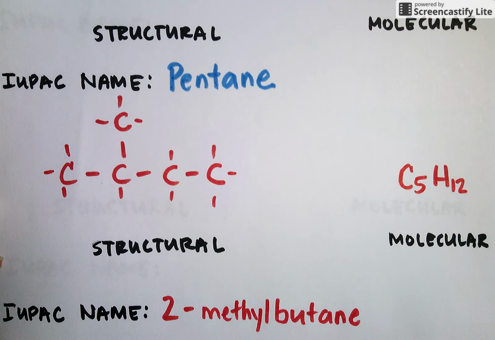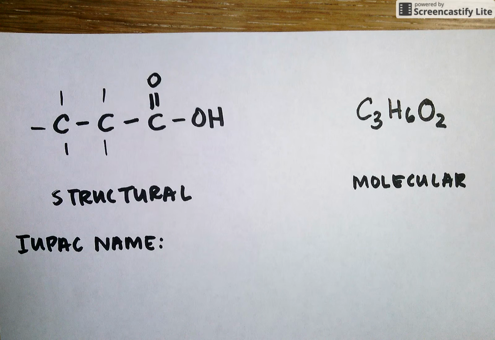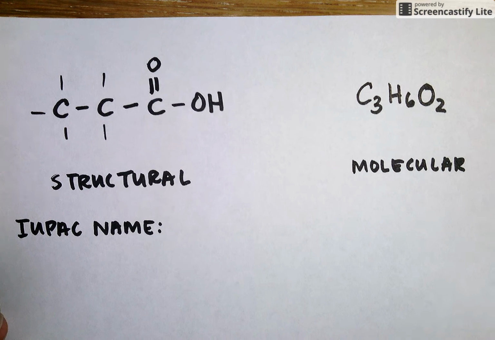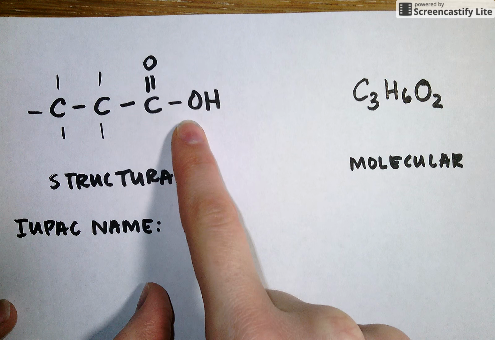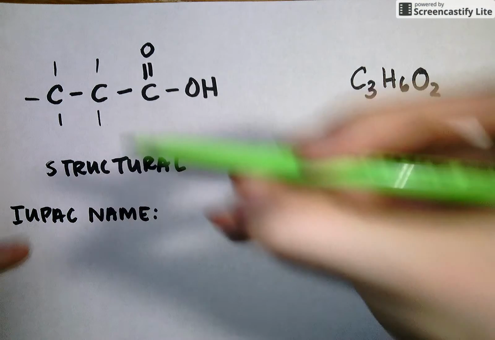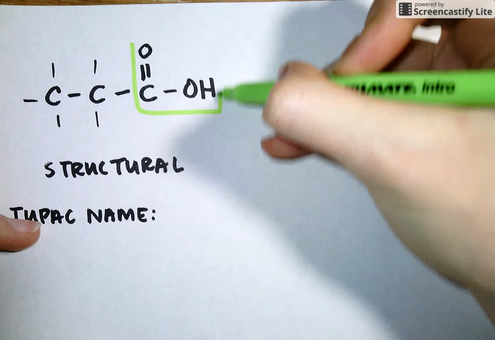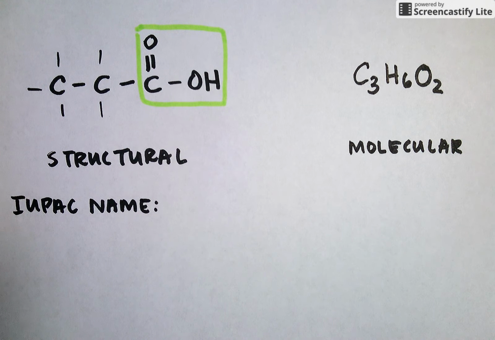So we can also look at isomers for molecules that are more complex than just plain old hydrocarbons. So let's take, for example, this molecule right here. It's got a molecular formula of C3H6O2. And I see that this molecule contains this COOH functional group right here. And if you're looking on Table R, you'll notice that that's the functional group characteristic of an organic acid. So if I'm trying to name this thing, I'm going to use the naming conventions for organic acids.